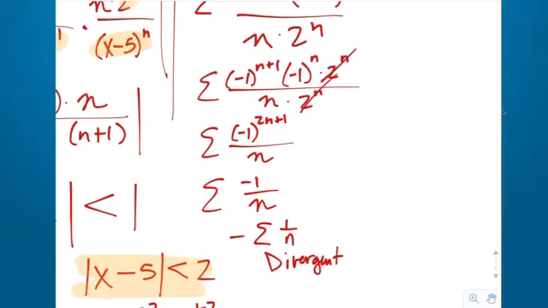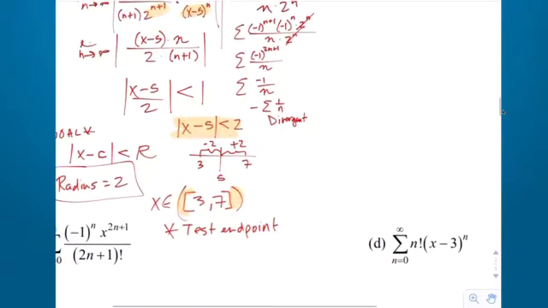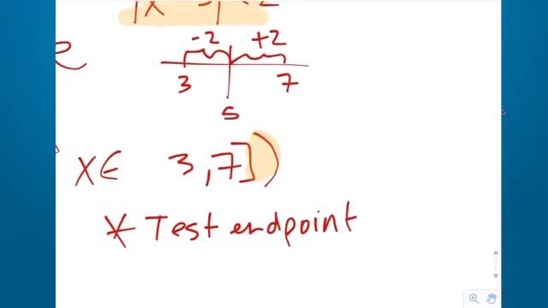So here's the deal. If it diverges when x is 3, then we are not going to be able to include 3 in the interval. It converges right up to 3, but not at 3.